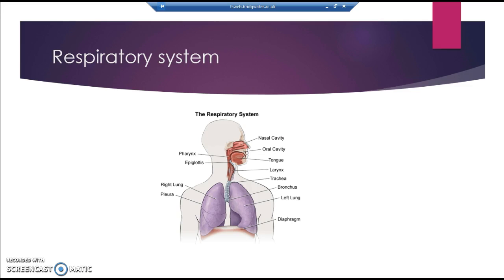So as you can see on this diagram, it's a bit more labelled than the game, but I can still explain the ones that weren't on it. The nasal cavity, which is obviously the nose, which is here. Nasal cavity, where air enters the body, contains cilia to help filter out dust and harmful particles. Basically, cilia just means hair.